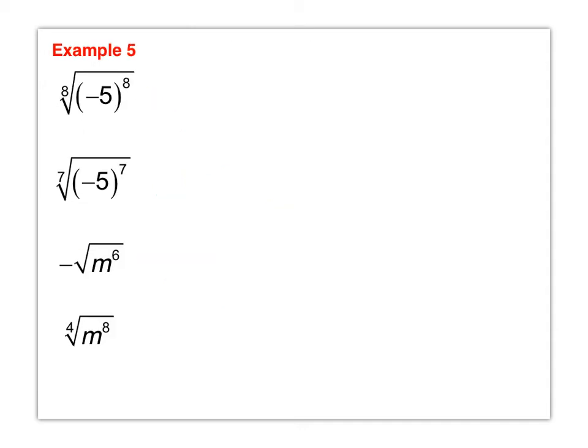Let's look at example 5, the eighth root of negative 5 to the 8th power. The eighth root is an even number, so the principal root is going to be a positive number. This is going to be the absolute value of negative 5, which simplifies to 5. The seventh root of negative 5 to the 7th power, since this is an odd index, then we could have a negative value here. So the answer to the seventh root of negative 5 to the 7th is negative 5.